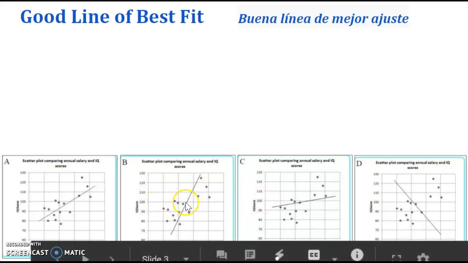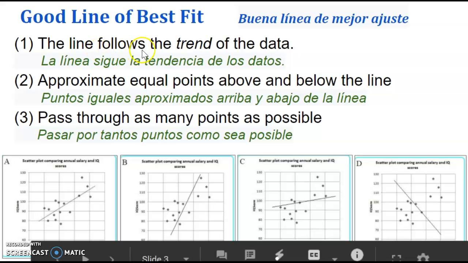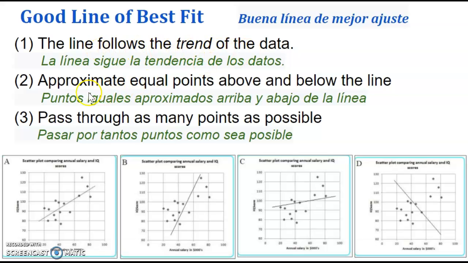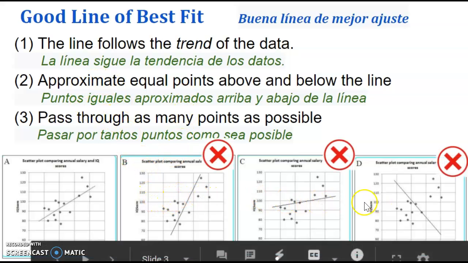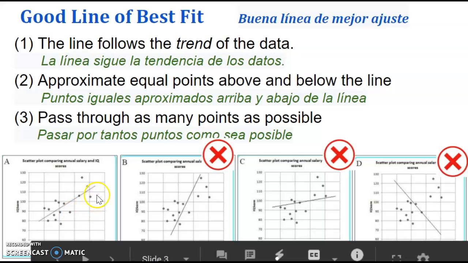We said that between all 4 of them, what do we look for? We're going to be looking for a line that follows the trend of the data, that has approximately equal points above and below the line, and passes through as many points as possible. This is a general guideline, but it's not always going to be possible. Okay, so using those guidelines, these 3 are no good, and A is the best line of best fit for the given scatter plot.